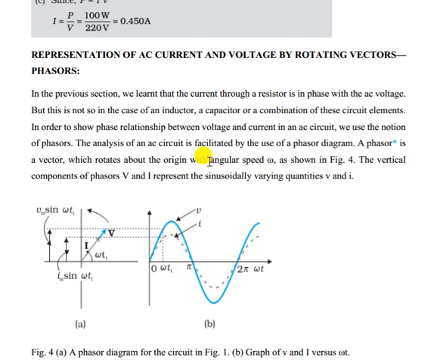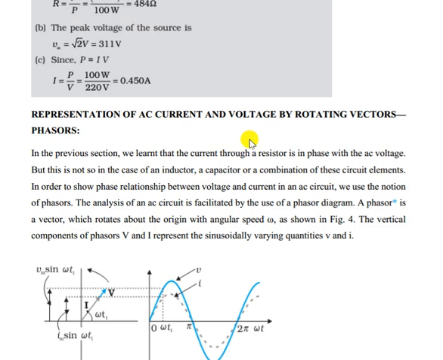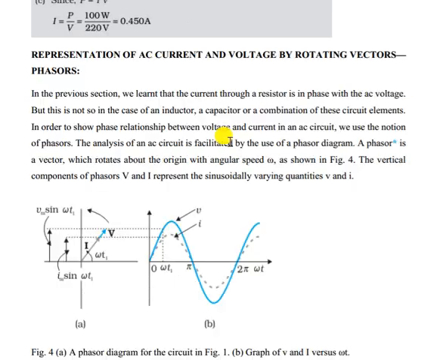Now let's see how to represent AC current and voltage by rotating vectors, or a phasor diagram. In the previous section, we learned the current through a resistor is in phase with the AC voltage, but this is not the case for an inductor and capacitor, or a combination of these circuit elements. In order to show the phase difference or relationship between voltage and current in an AC circuit, we use the notion of a phasor. That is called a phasor.